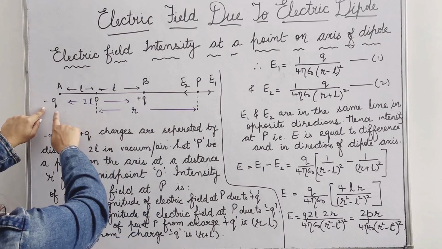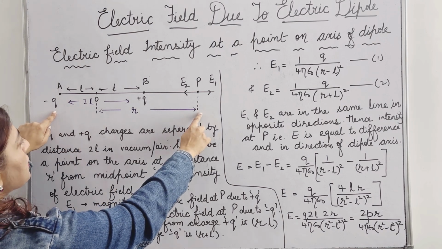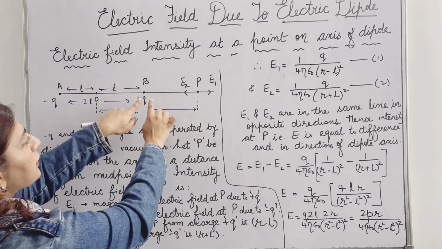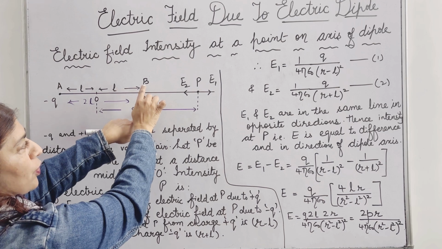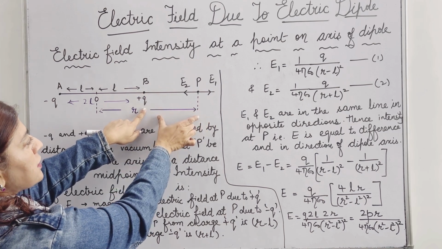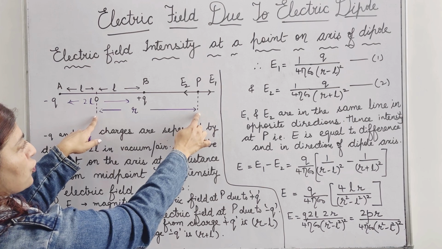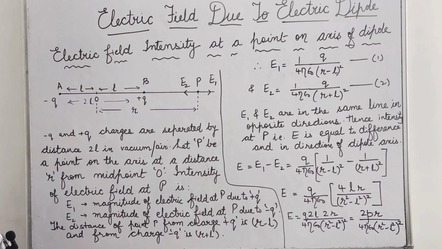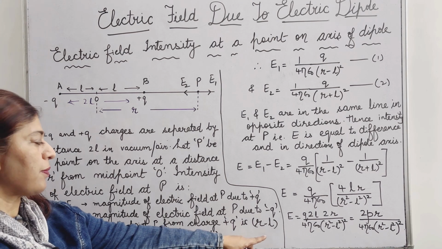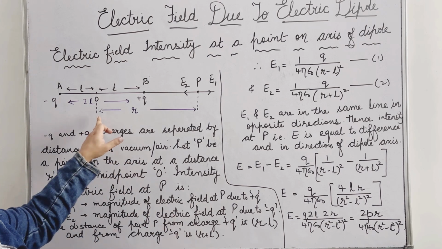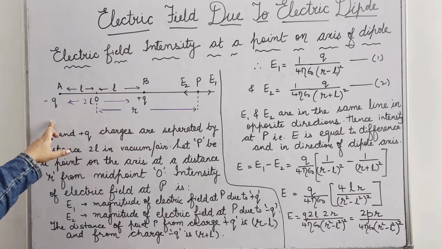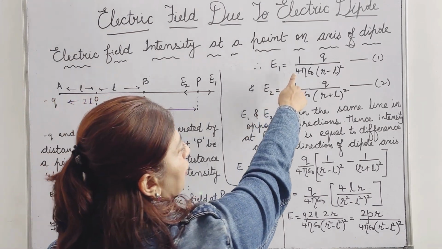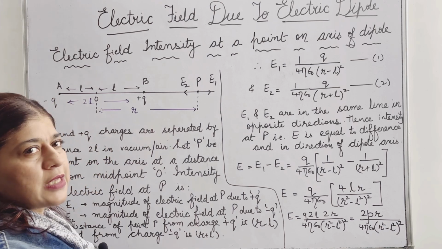So the minus q charge is at a distance r plus L from the point P, and for the plus q charge, which is situated at point B, the distance from the center is total r and this is L, so this is r minus L. So the distance of plus q is r minus L, and the distance of minus q is r plus L. The electric field E1, due to plus q charge, is given by the relation 1 by 4 pi epsilon naught q by r minus L whole square.